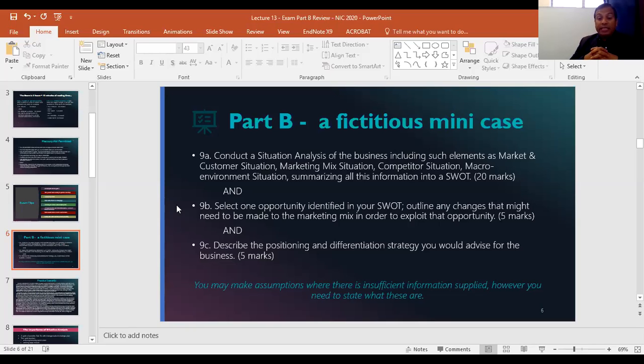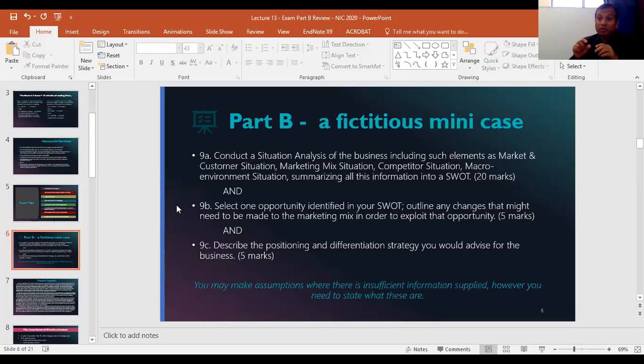What you could see at the bottom, this point is very, very important. Although you should not make unrealistic assumptions regarding the case, to a certain extent you are allowed to make assumptions, but they should not be completely out of the case. Where insufficient information is provided, you can make an assumption. However, you need to state what these are.